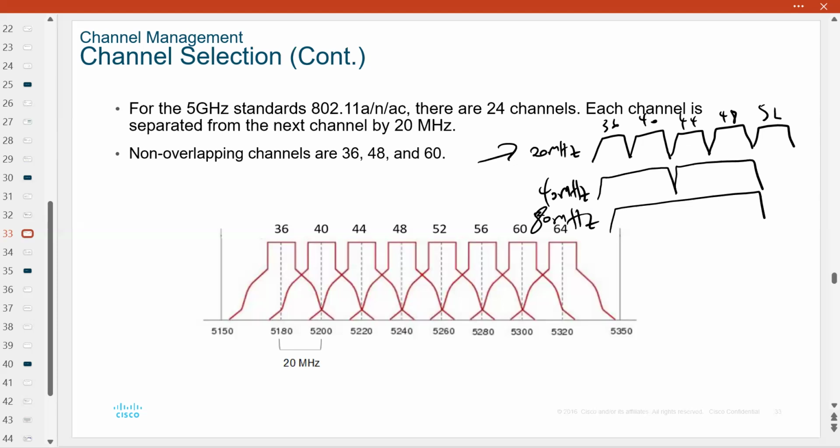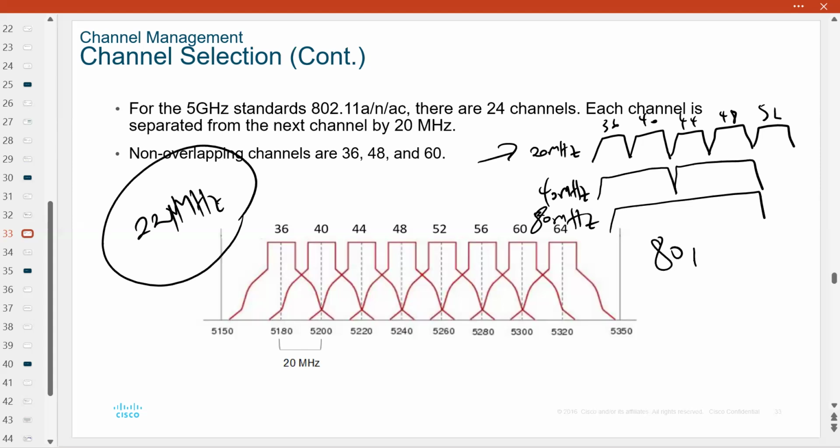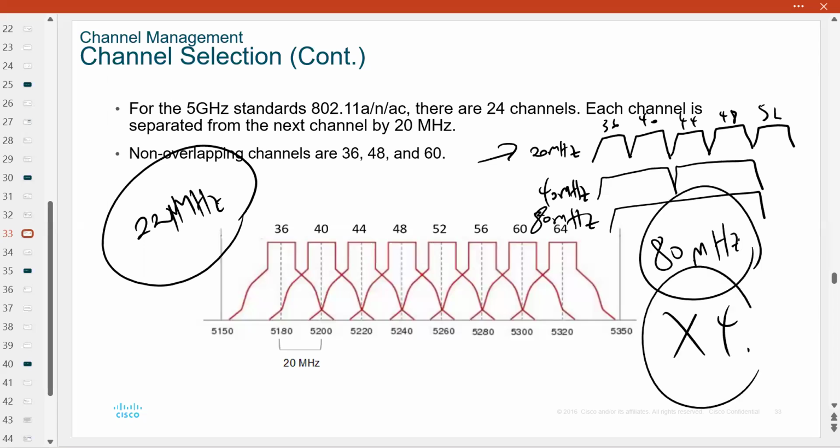We don't have that with 2.4. When the channel in 2.4 is 22 megahertz, it stays 22 megahertz. That's the maximum bandwidth you can have. But with this one, you can bond, you can have up to 80 megahertz. This means you have a 4x increase in speed. So 5 gigahertz, more speed because of bonding.